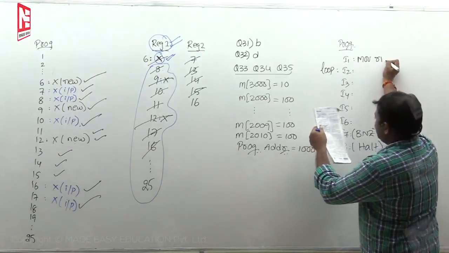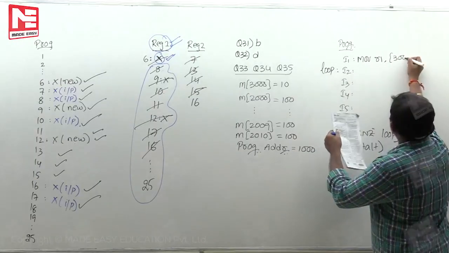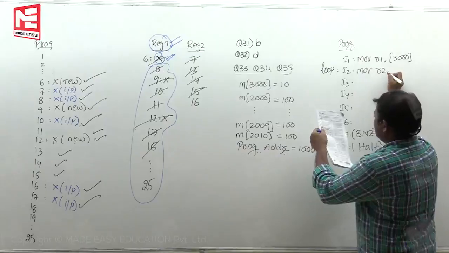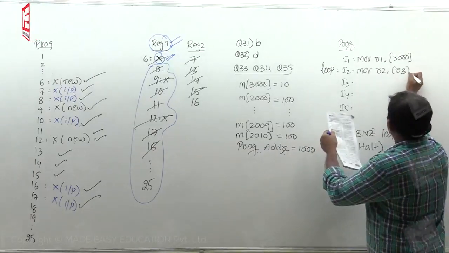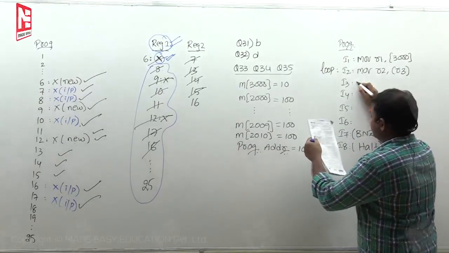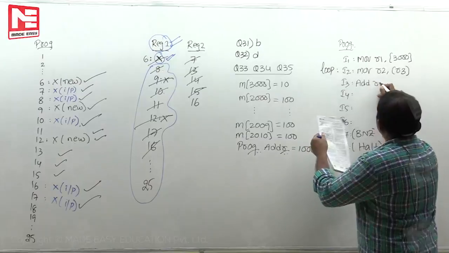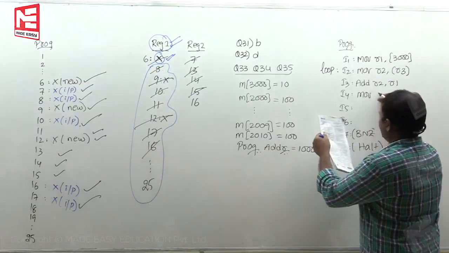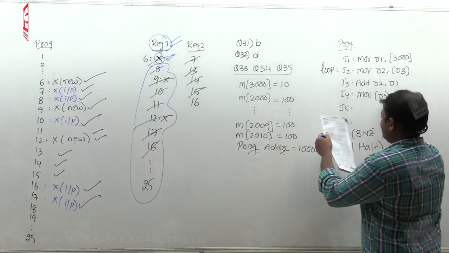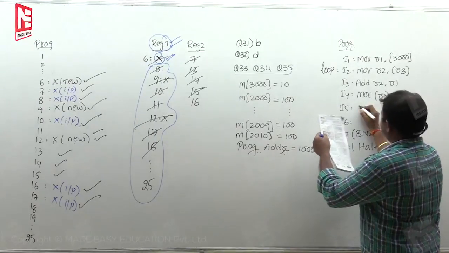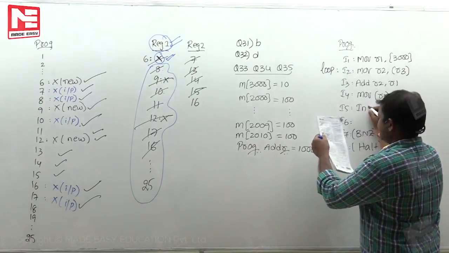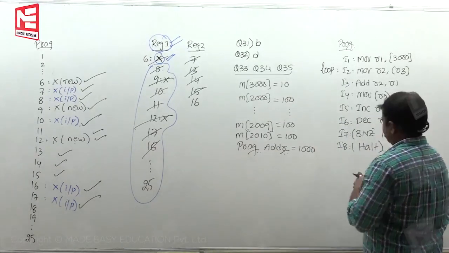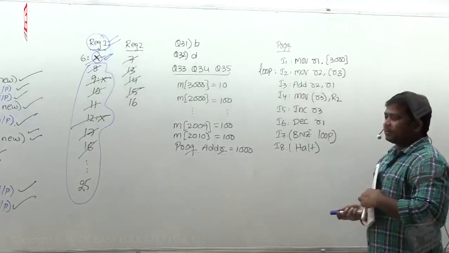Move R1 comma [3000]. This is direct addressing mode. Move R2 comma [R3]. Register indirect addressing. Add R2 comma R1. Then move [R3] comma R2. Then here increment R3. This is decrement R1. Okay, this is the program given.